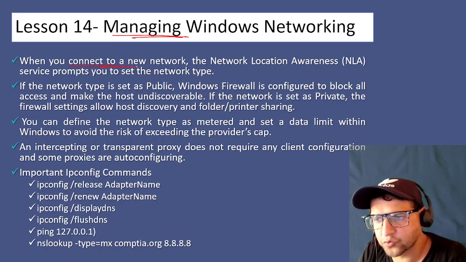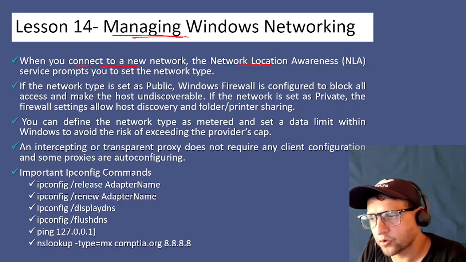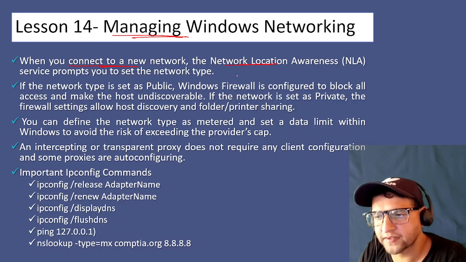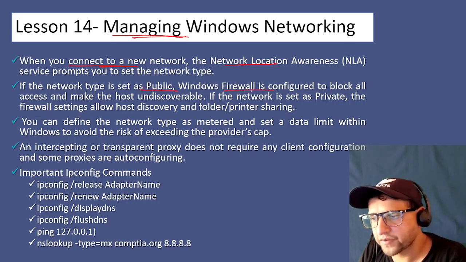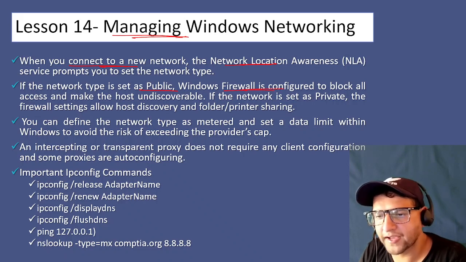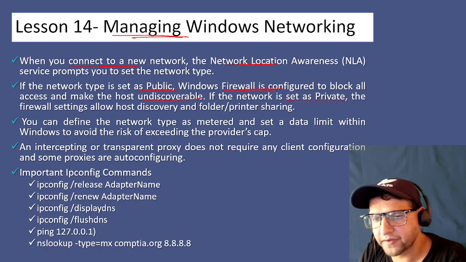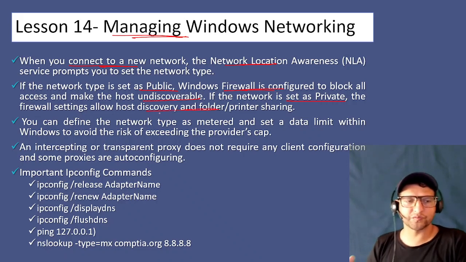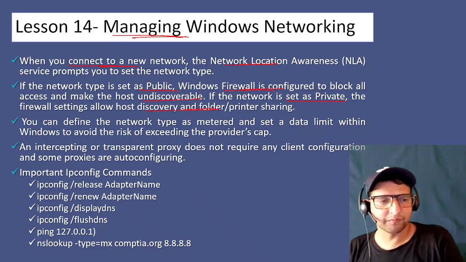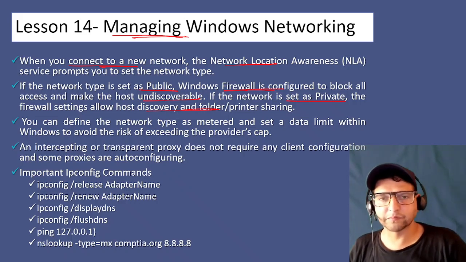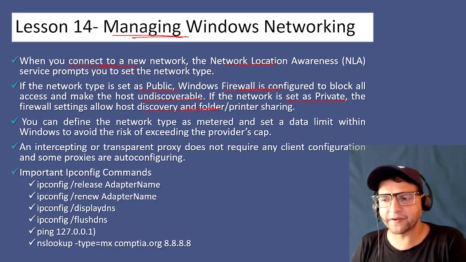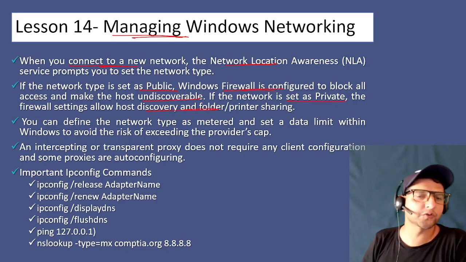When you connect to a new network, the network location awareness service prompts you to set the network type. If the network type is set as public, Windows Firewall is configured to block all access and make the host undiscoverable. If the network is set to private, firewall settings allow host discovery and folder and printer sharing. So there's a big confusion. You might be choosing public, but public is blocking. So private is more of removing those restrictions.